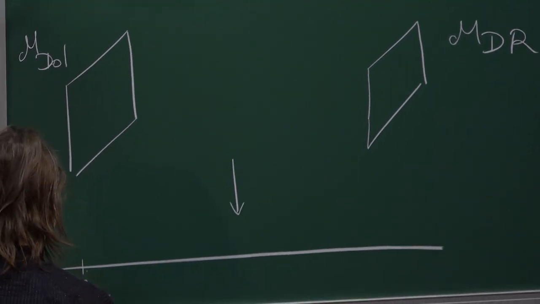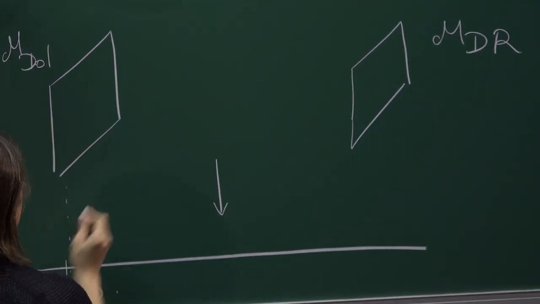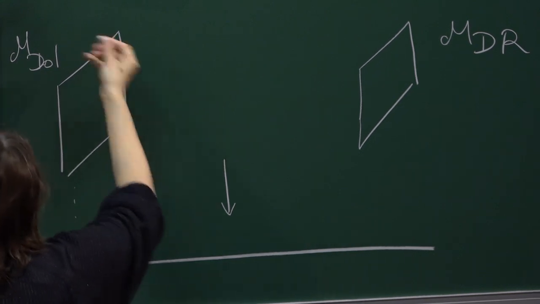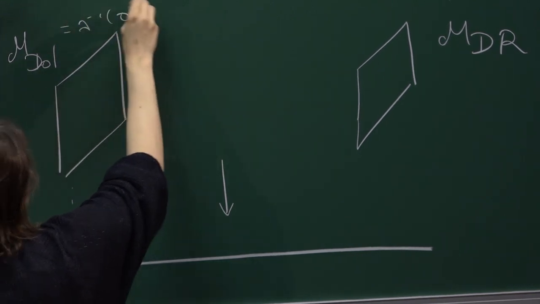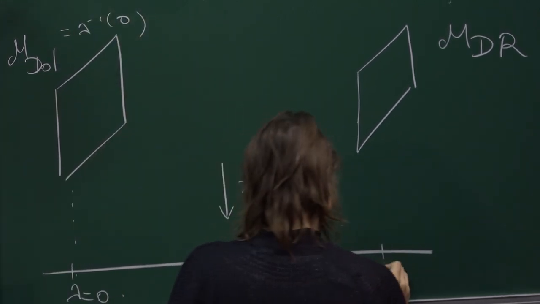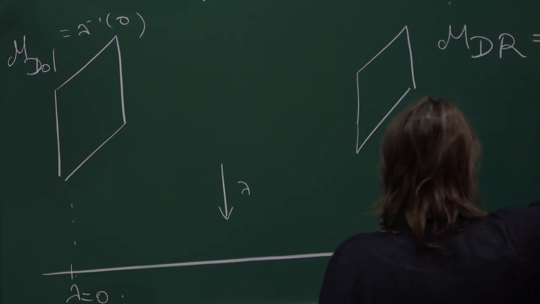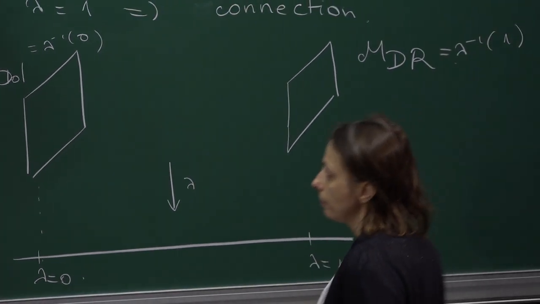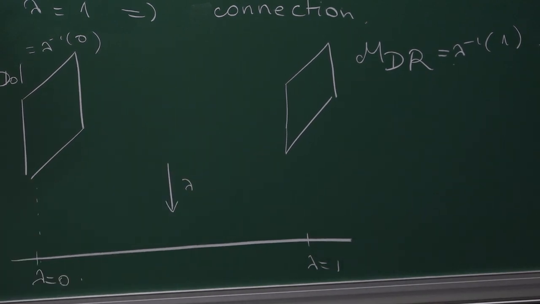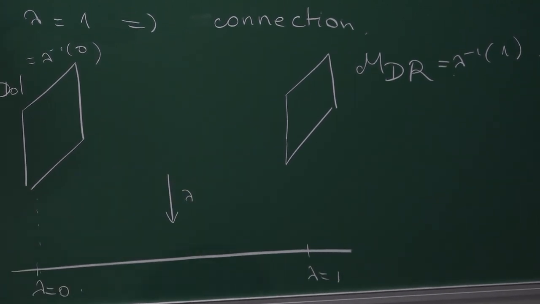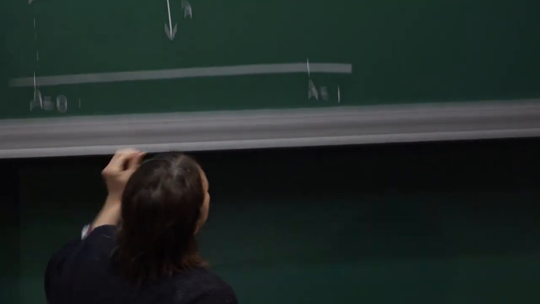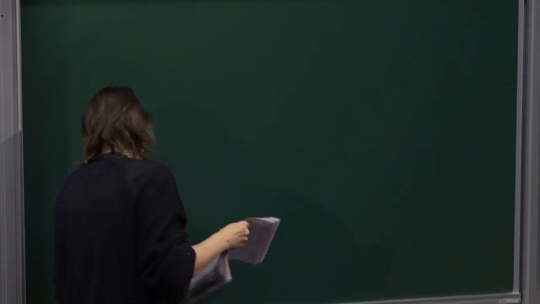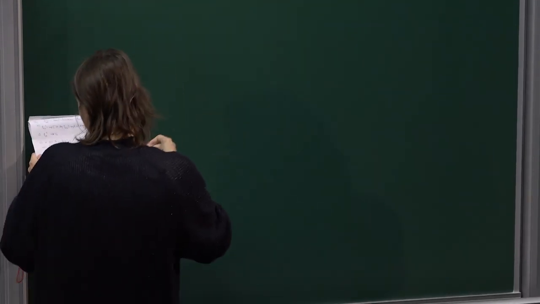So this corresponds to lambda equals zero. This is the fiber over lambda equals zero, so it's lambda inverse of zero, and this is the fiber over lambda equals one. And in between, there are these lambda connections. Now, there exists a C-star action on the Higgs field, on the Dolbeault moduli space, but mainly it will be induced from the C-star action on the Hodge moduli space. So let me talk about this.